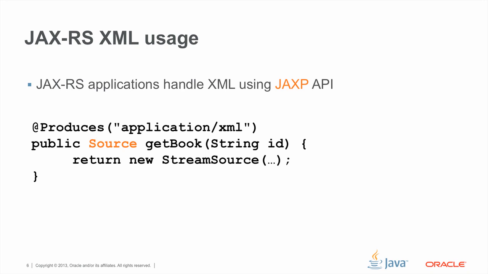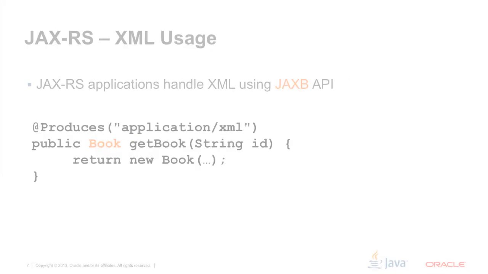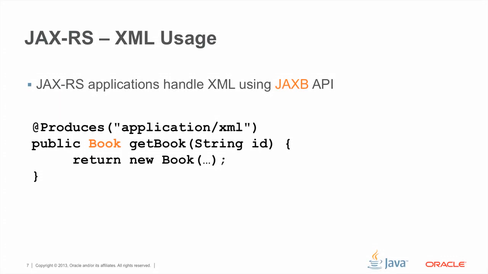So let's take a look first at the XML usage in RESTful web services. JAX-RS is the specification for doing RESTful web services in the Java EE platform. Let's take a look at the XML usage in the JAX-RS case. Here there is a RESTful web service that is returning a book's representation as a Source object. Since Source is part of the platform, the JAX-RS runtime knows how to convert this Source object into XML representation. Similarly, here the getBook method is returning the Book object, and the Book object could be converted into XML representation using the JAXB API. The platform has very good support for XML using the JAX-P and JAXB APIs.